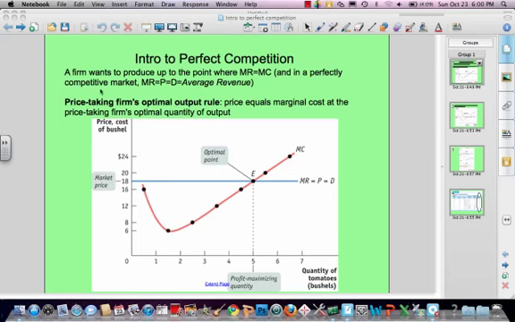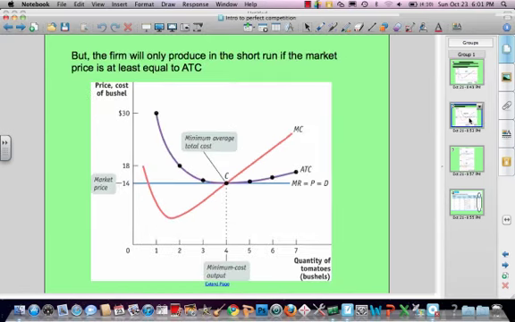Keep in mind, too, a new term here, price-taking firm's optimal output rule. This is just a rote memorization one again. The price equals marginal cost at the price-taking firm's optimal quantity of output. We'll say that one again. Price equals marginal cost. So here, price, which is also marginal revenue, equals marginal cost at the price-taking firm's optimal quantity of output.